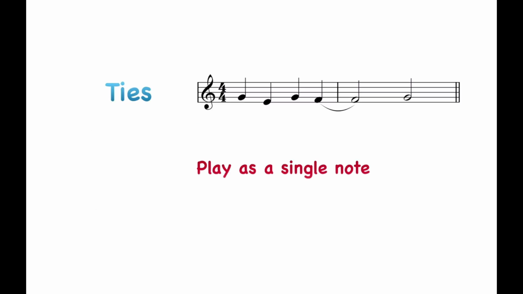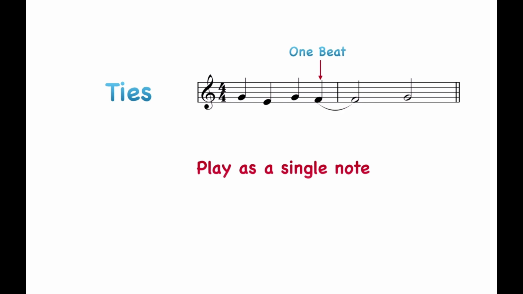So very similar, it's a curved line above or below the notes again. But the main difference is that the tie will always be between 2 notes that are the same. So in this case, I've used 2 Fs.